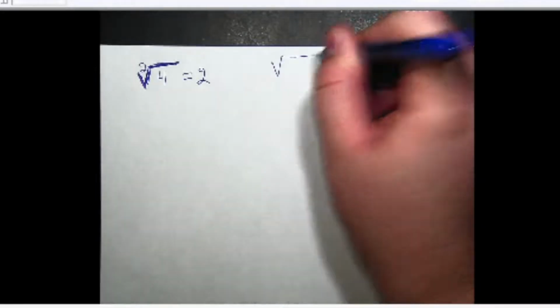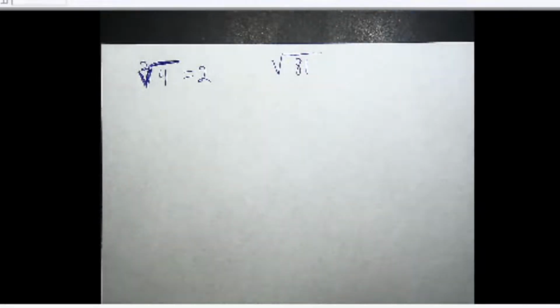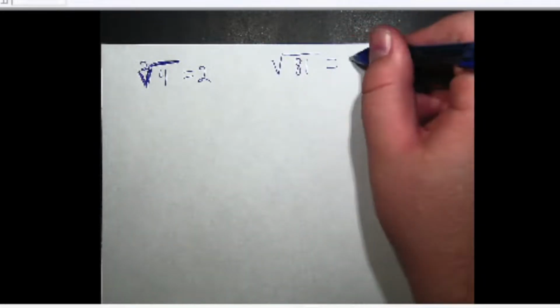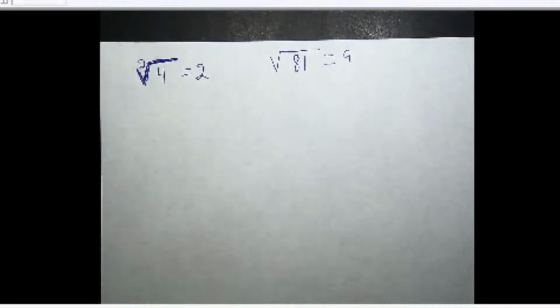Okay, so what about something like square root of, well, I don't know, 81? What's that one? 9. Yeah. Okay. So most of us probably know a few of our perfect squares. That's what these are called, perfect square numbers. So things like 4, 9, 16, 25, so on and so forth. And those are going to be pretty useful for going through this part of the course.